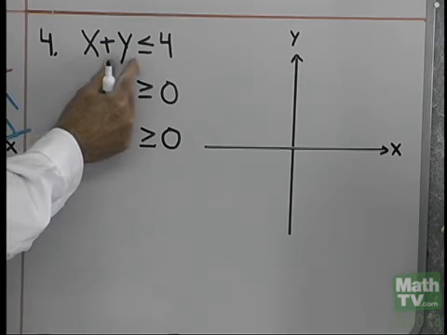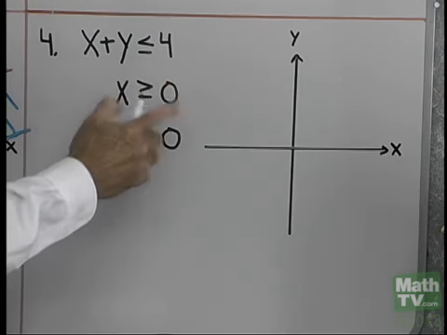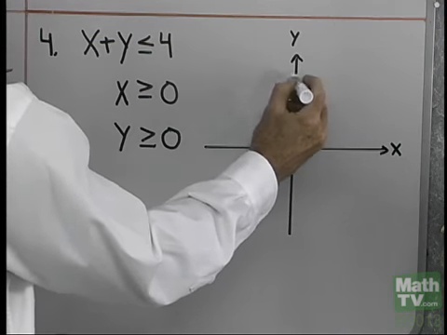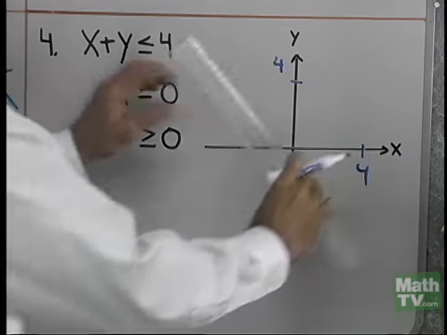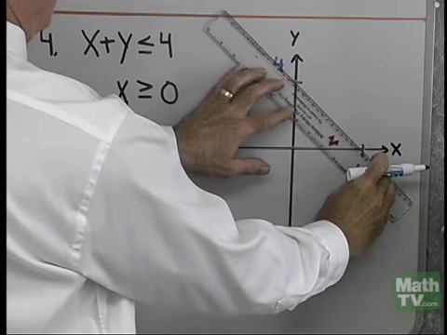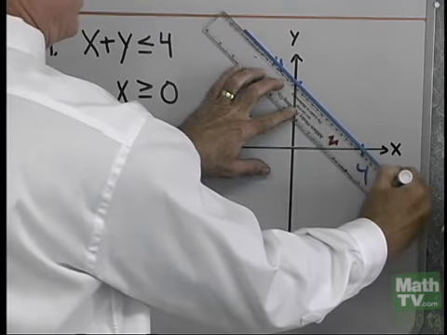First of all, x plus y is less than or equal to 4. Boundary, x plus y equal 4. So I'll just go over here and call that 4. That 4. I'll draw a broken line. No, I'll draw a solid line between them because it's less than or equal to.